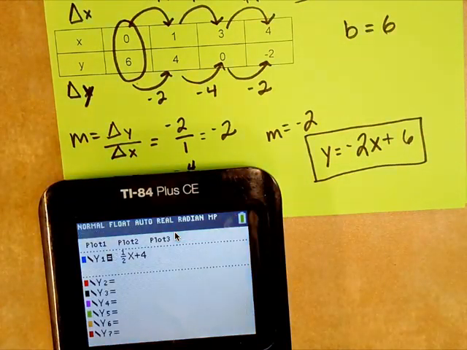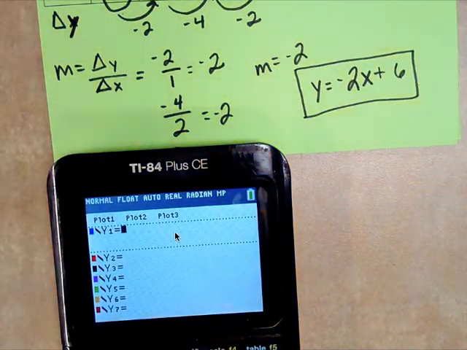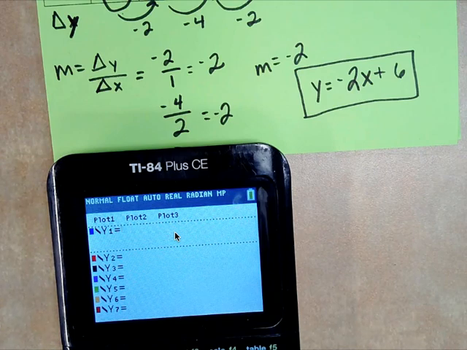So go to y equals. We are going to check this. It's a good practice to check it. That way you'll always get it right, as long as you're checking your work. So go to y equals. Everyone. Nobody should just be sitting there looking around. Negative 2x plus 6.